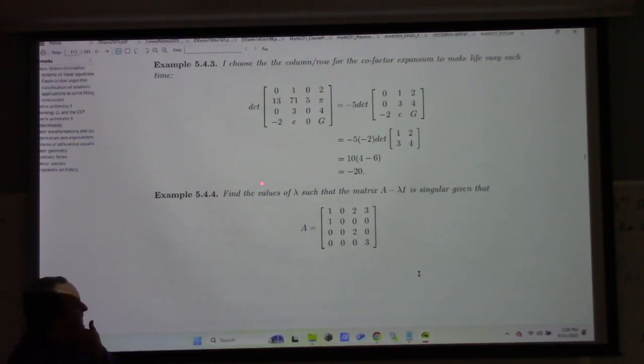How about this question? Find values of lambda such that the matrix A minus lambda I is singular, meaning the inverse doesn't exist. And here's my matrix: 1, 0, 2, 3, 1, 0, 0, 0, 0, 2, 0, 0, 3, right?